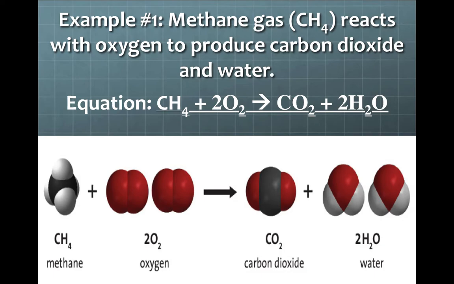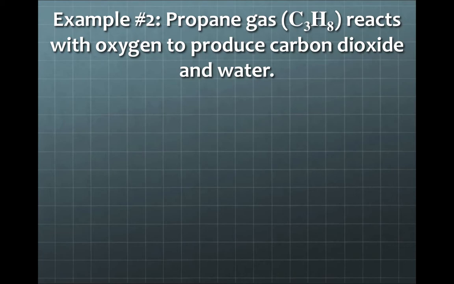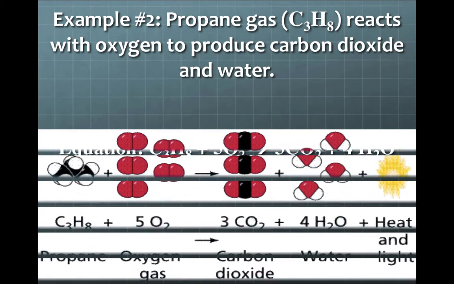So whenever you guys burn something like wood, other than the ash and the little bit of smoke that's produced, the stuff that you burn like wood and paper turns entirely into gases, carbon dioxide and water. Okay, another one, propane gas, like if you have a grill at home, you have a propane tank probably, reacts with oxygen to produce carbon dioxide and water.